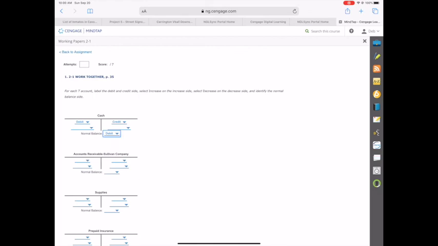Remember the rules for increasing and decreasing? You always increase on the normal balance side. So I just wrote the normal balance side as a debit. So I'm going to increase on the normal balance side. I'm going to decrease on the opposite of my normal balance. So it might be easier to identify your debit credit sides first, your normal balance second, and then go for your increases and decreases there.